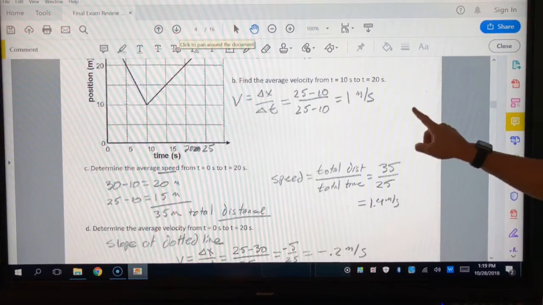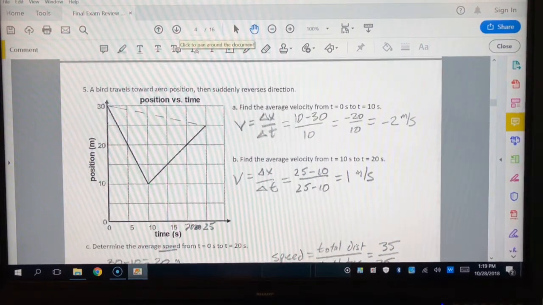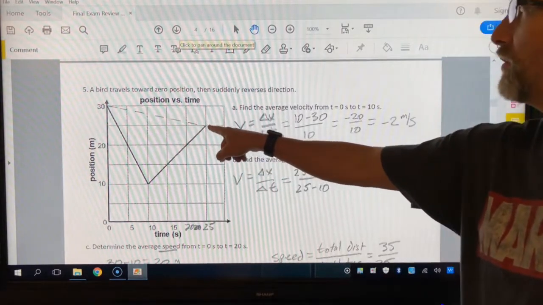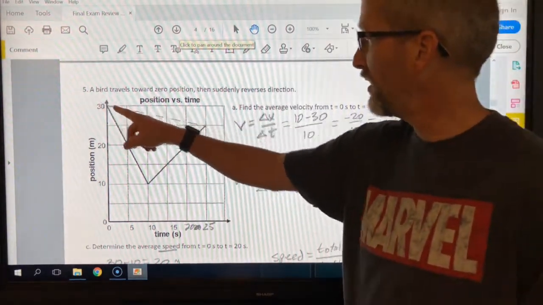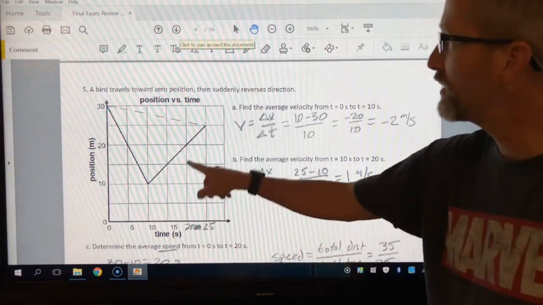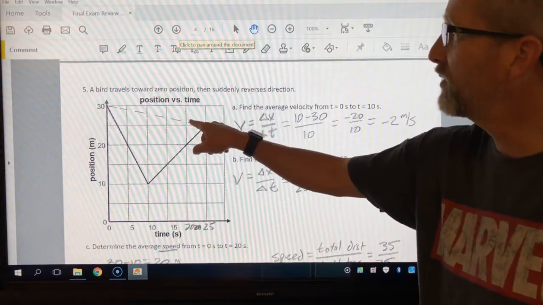If they want the average velocity from 0 to 20, we need to find the line that goes from here to the end. So from where we start at 0 time over to where we are at 25. You could also use the 20, but you really can't tell what the position is there.